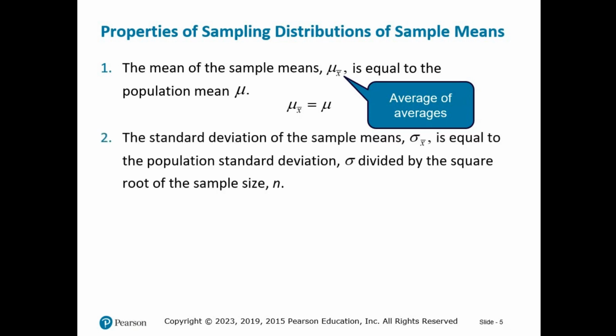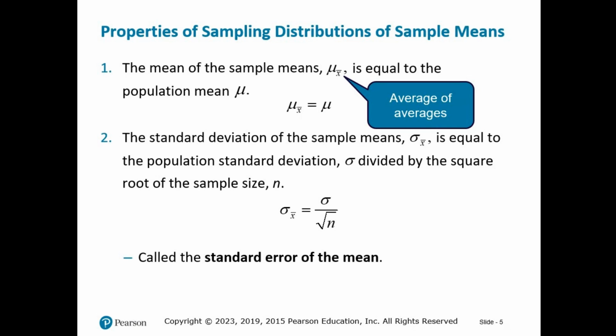The second property is an oddly specific equality. It states that the sigma sub x bar, or the standard deviation of the sample means, is equal to the population standard deviation divided by the square root of the sample size. This value, this ratio, remember that just means a number divided by another number, has a special name. It's called the standard error of the mean.